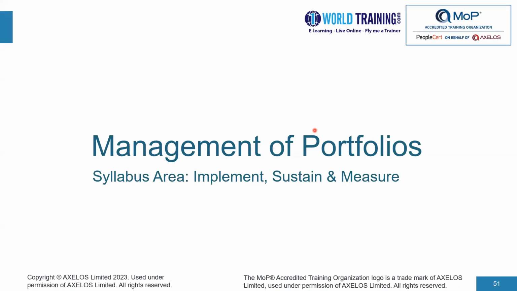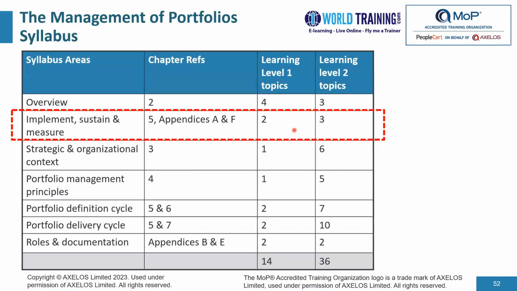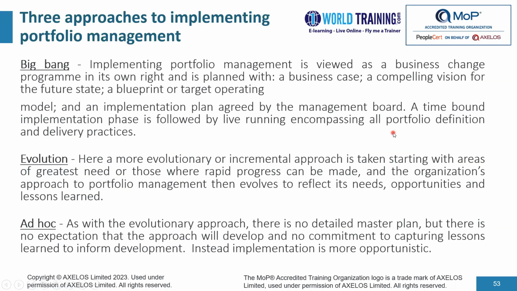To module number 3, implement, sustain, and measure. This is a syllabus area that would cover chapters 5, appendices A and F of the official manual. We'll start with the concept of 3 approaches to implementing portfolio management. There are broadly 3 approaches. We could use a Big Bang approach, an evolutionary approach, and an ad hoc approach.